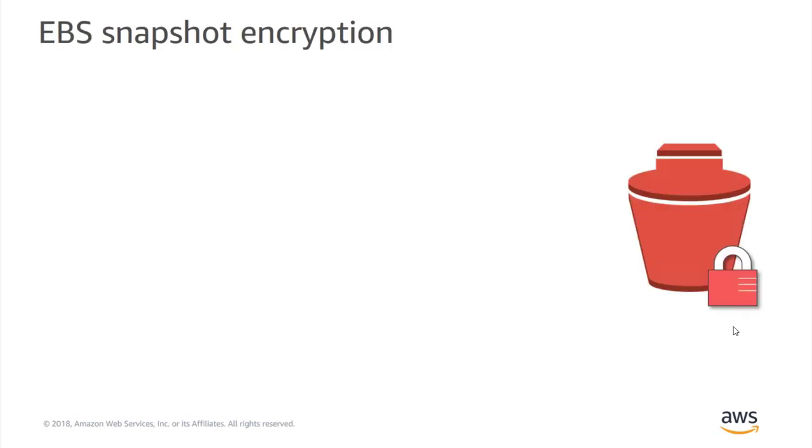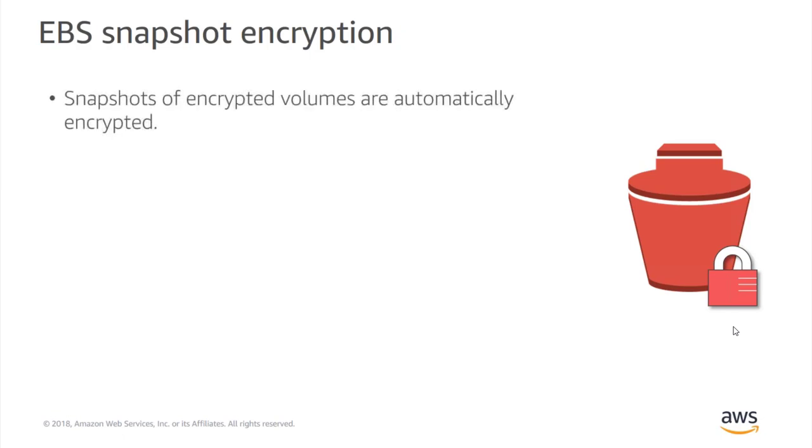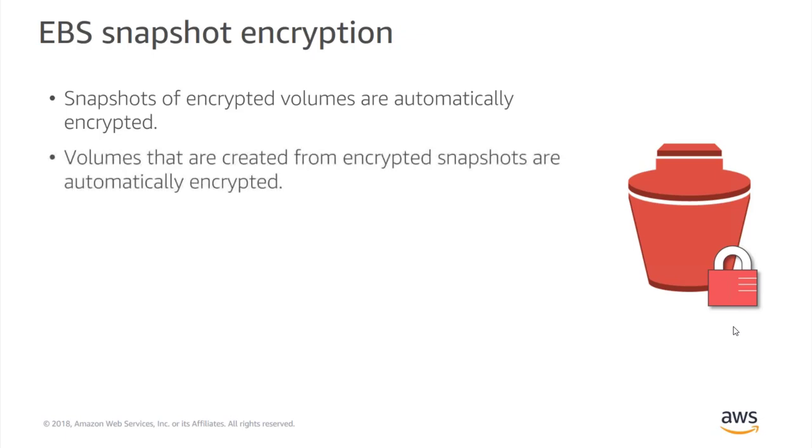EBS fully supports encryption on volumes and snapshots. When enabling encryption, here are a few things to remember. First, when you take a snapshot of an encrypted volume, that snapshot is automatically encrypted. And when you restore a volume from an encrypted snapshot, the restored volume is encrypted also.